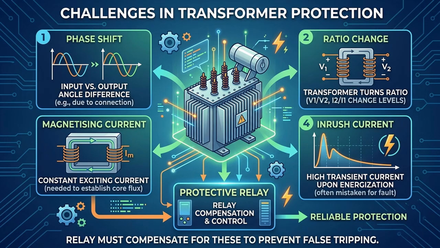Transformer protection isn't as simple as it seems. A transformer introduces phase shift, ratio change, magnetizing current, and inrush current. So, can the relay ignore these effects? No, it must compensate for them to avoid false operation and ensure reliable protection.